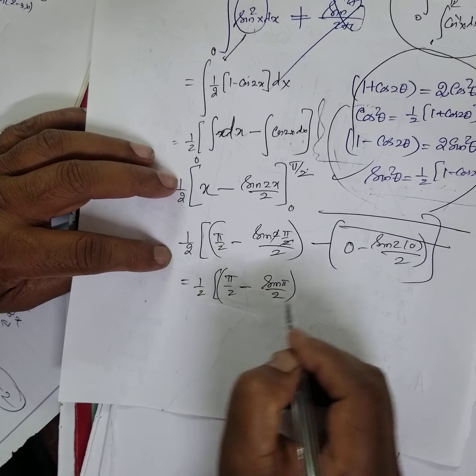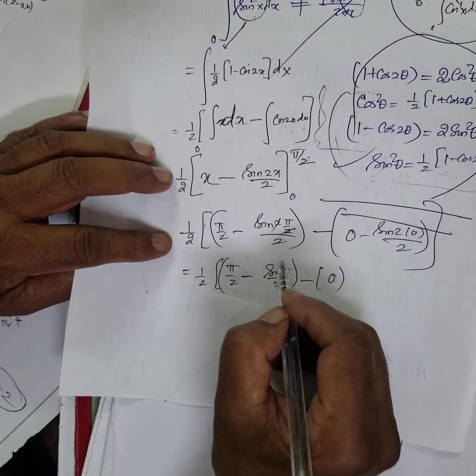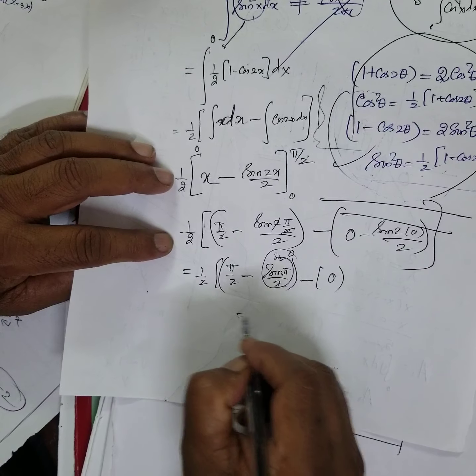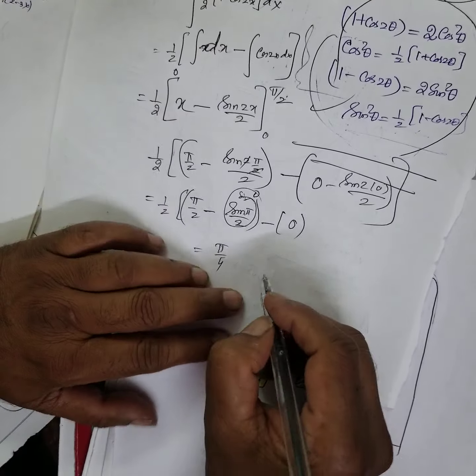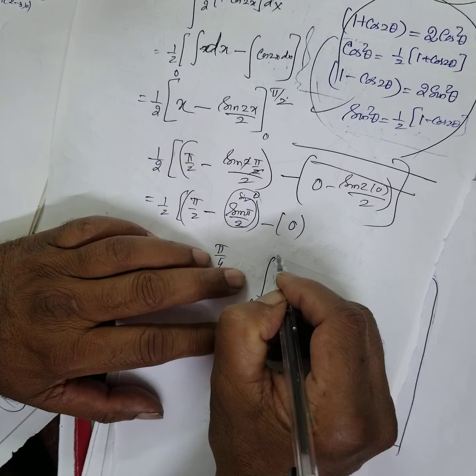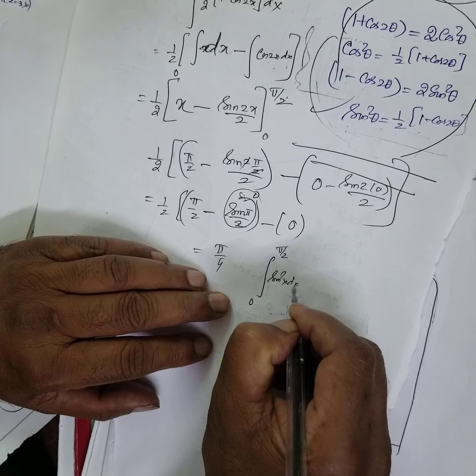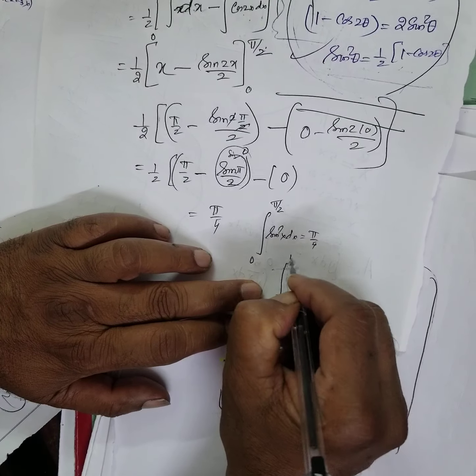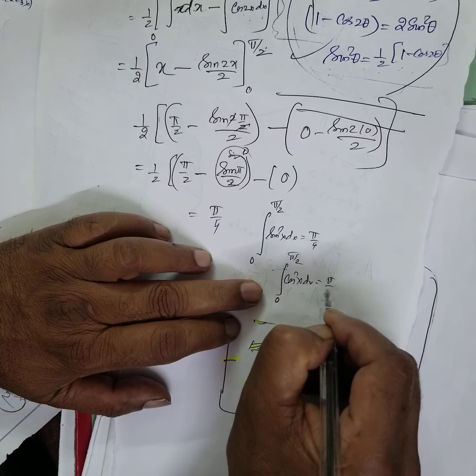Correct? Minus 0. Sin 180 is what? Sin 180 is 0. So 0 by 2 is 0, and the answer is pi by 4. The standard value: remember, the integral from 0 to pi by 2 of sin square x dx is equal to pi by 4. Even for cos square, the integral from 0 to pi by 2 of cos square x dx is also pi by 4.